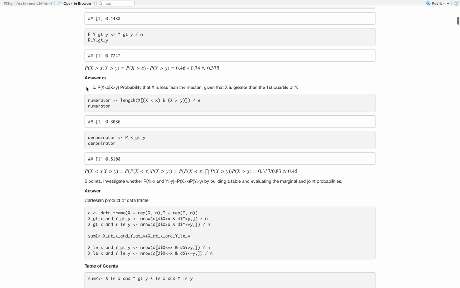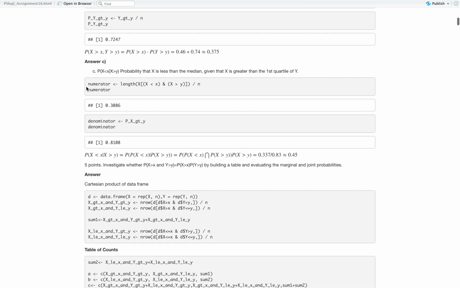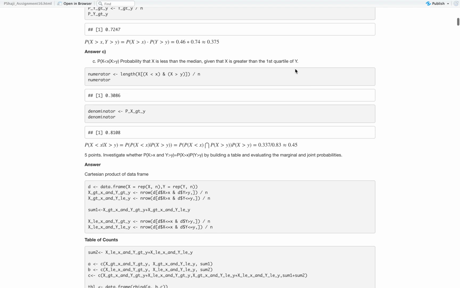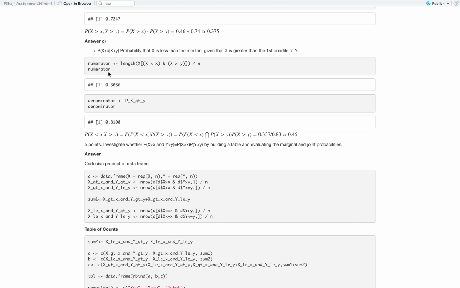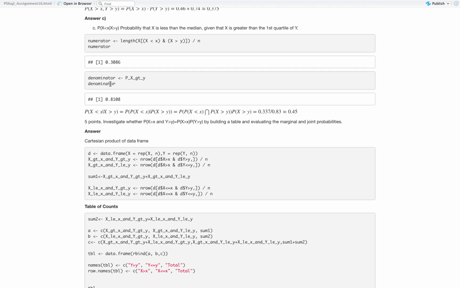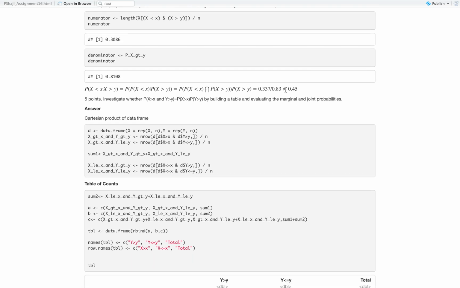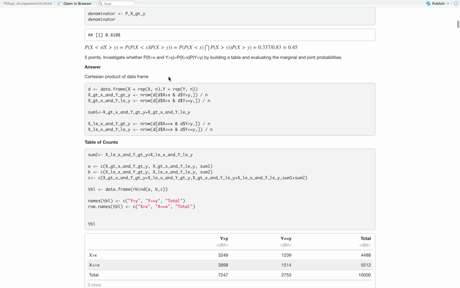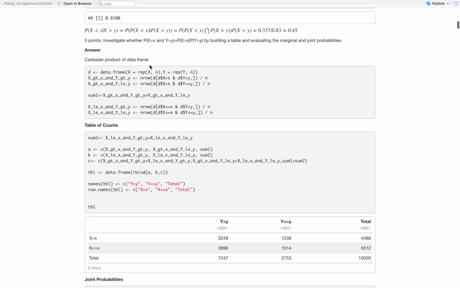Now following on for the third question, we need to find the probability capital X is less than the median, given that X is greater than the first quartile of y, that is small y. So here we calculate the numerator and the denominator, and then following the values we compute it and we get the value as 0.4.